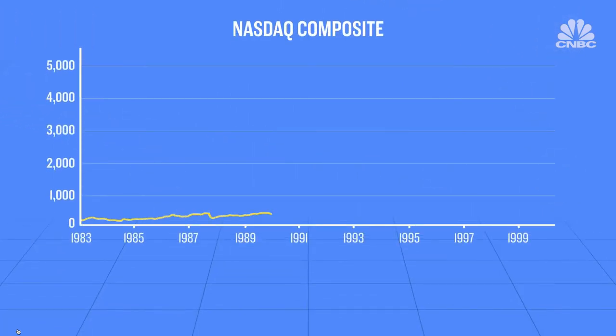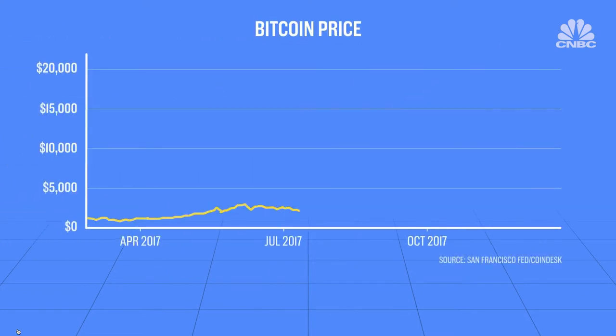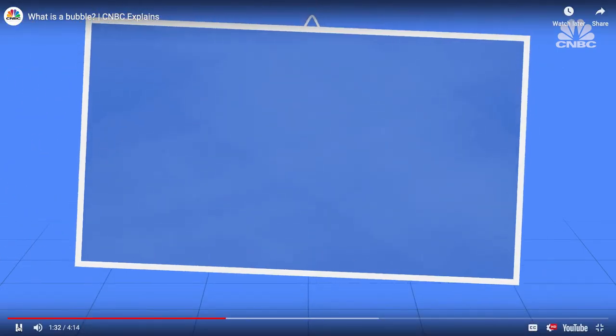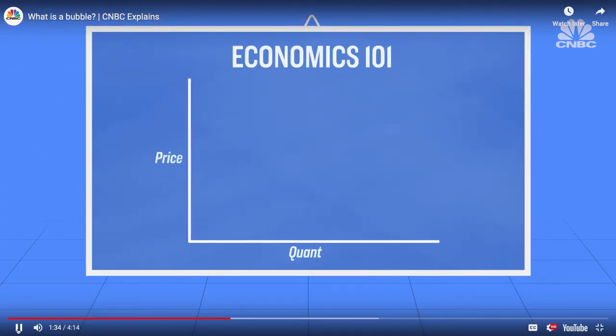Recent years, we've seen this happen with the dot-com bubble, when shares of the NASDAQ, which tracks tech stocks, spiked in the late 1990s. Or more recently, when the price of Bitcoin roughly tripled in just one month at the end of 2017. Price booms come back to the simple rules of economics. Let's say there's a limited supply.